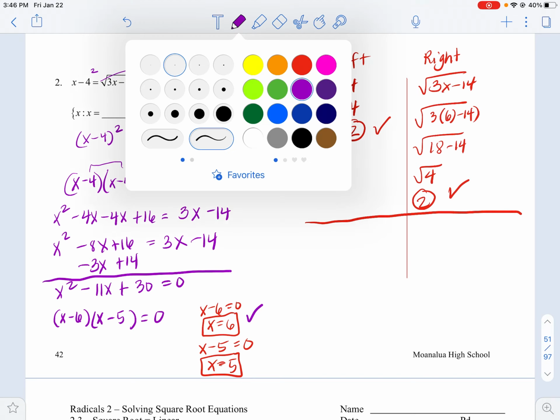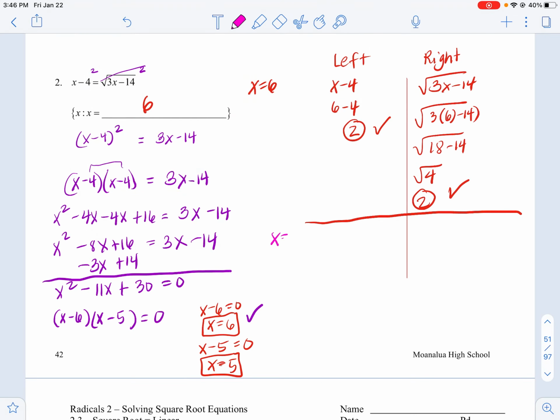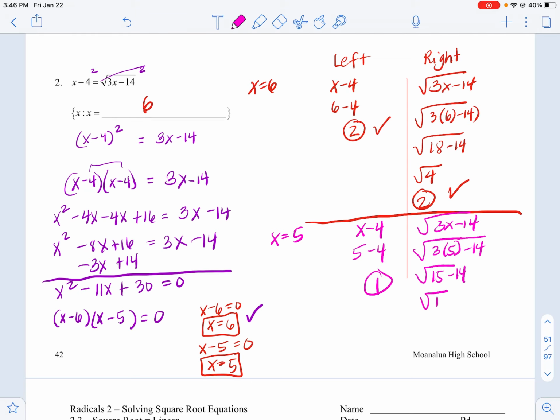Now, let me try to plug in x equals 5. So that's x minus 4, and the square root of 3x minus 14. So 5 minus 4 is a positive 1. 3 times 5 minus 14, that's 15 minus 14. That's the square root of 1. And the square root of 1 is just 1. So both of them work. So my final answer is 5 and 6.